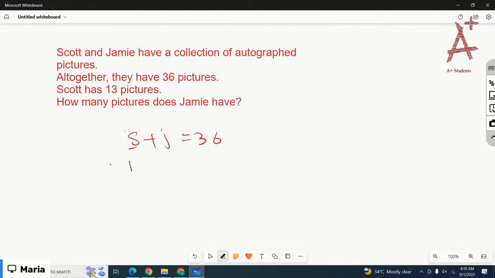Then Scott has 13. Replace the S with 13. That is the pictures Scott has. 13 plus J equals 36. Now you have to calculate the pictures Jamie has. So you have to remove that 13 from here.